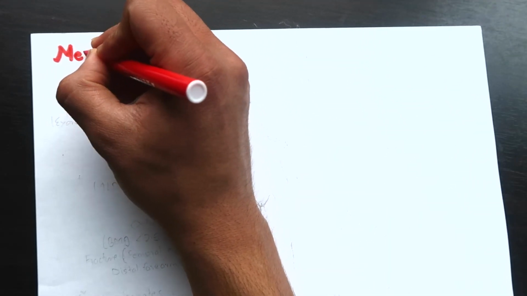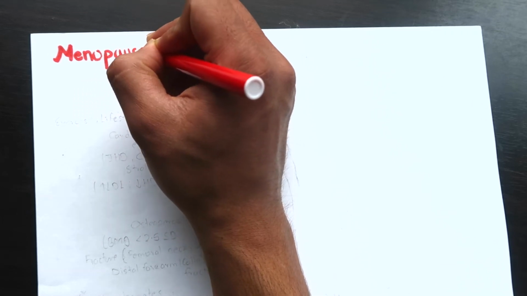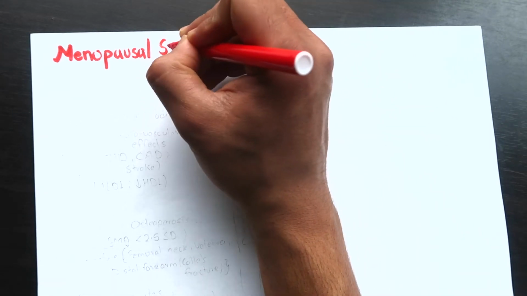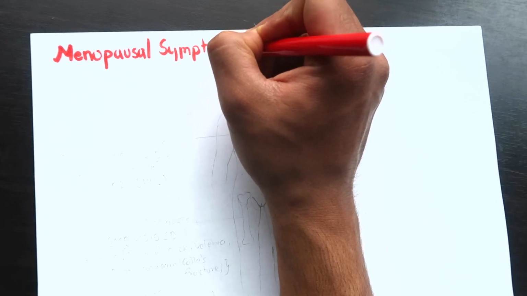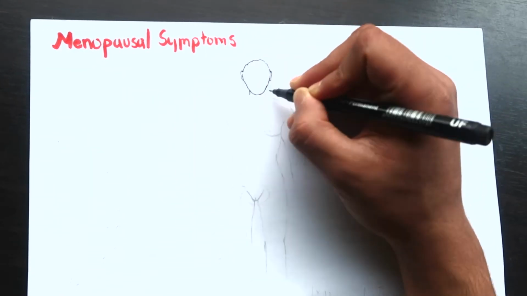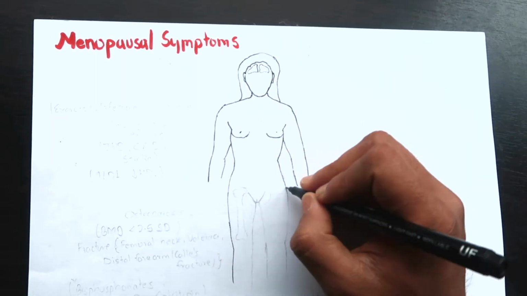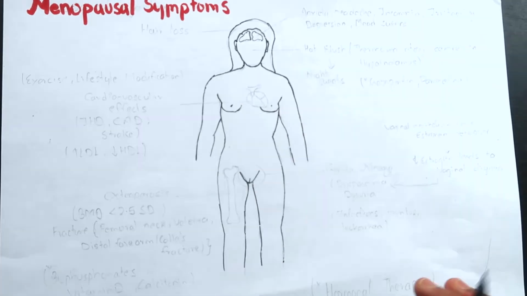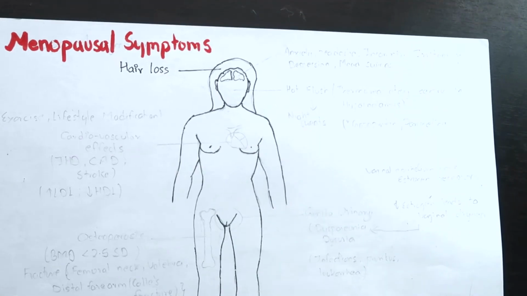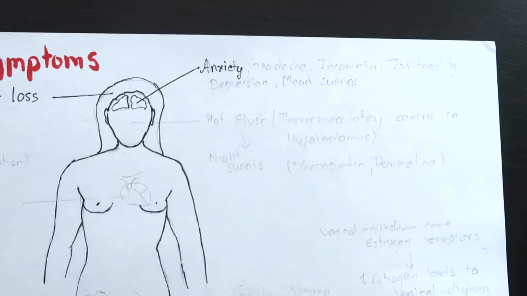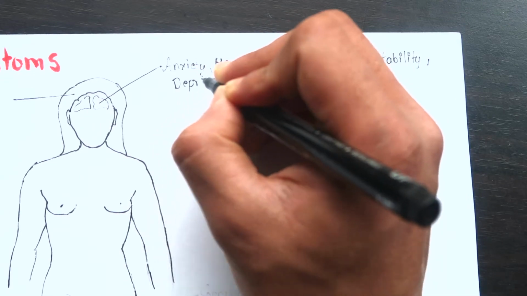Now let's look at the menopausal symptoms. In the majority of women, apart from cessation of menstruation, no more symptoms are evident. In some women, however, symptoms appear. I have discussed the important ones. There is some hair loss, which can result in slight balding. Increased frequency of psychological symptoms such as anxiety, headache, insomnia, irritability, depression, and mood swings can occur.